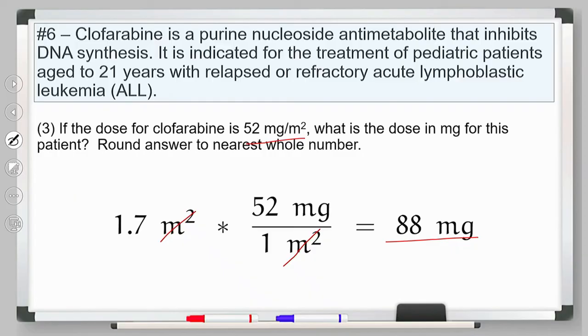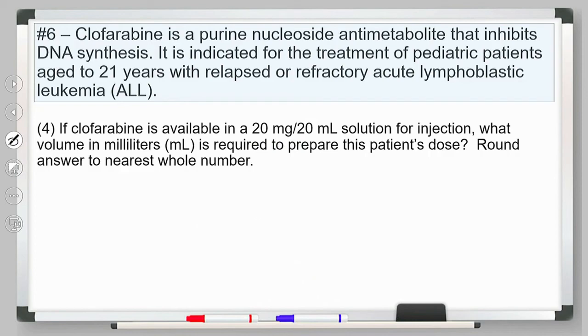Chapter 13 makes us go further. What are you going to do with that 88 milligrams? You need to tell me how many milliliters of an injectable solution of this drug I need to provide. 88 milliliters? Well, what do I know about the vial? It contains 20 milligrams per 20 milliliters, basically 1 milligram per mil. That's the concentration of the solution.